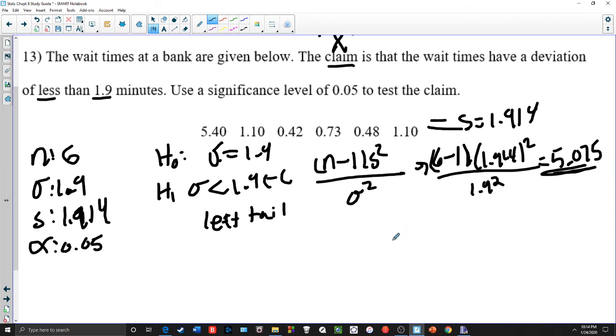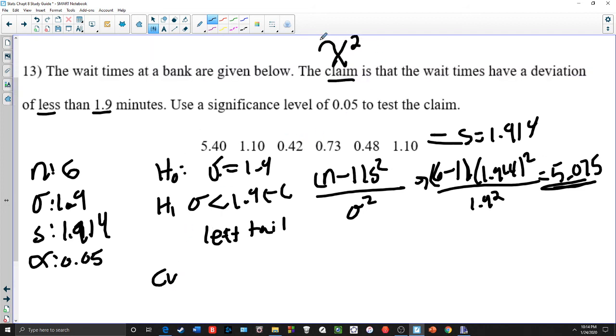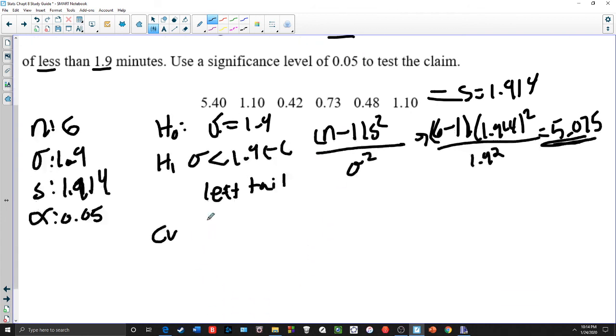I need something to compare it against. Well, chi-squareds don't do p-values that well, so we're going to go down the critical value method. So we want to find my CV. If you notice, the only time we used p-values was when we had a z-score. Well, this is a chi-squared test, so I'm not doing a z-score, I'm doing a chi-squared score. So I want to do my critical value, not my p-value method.